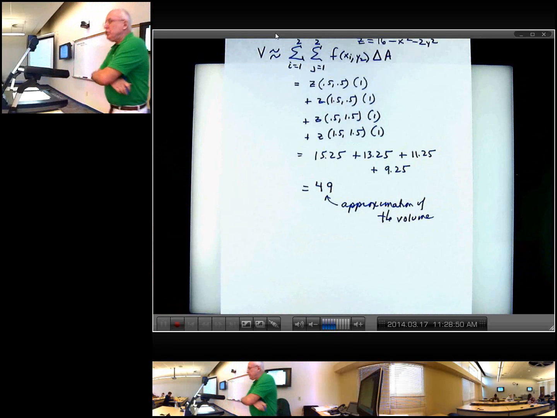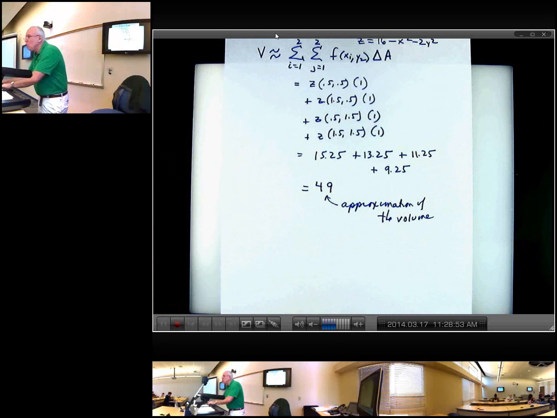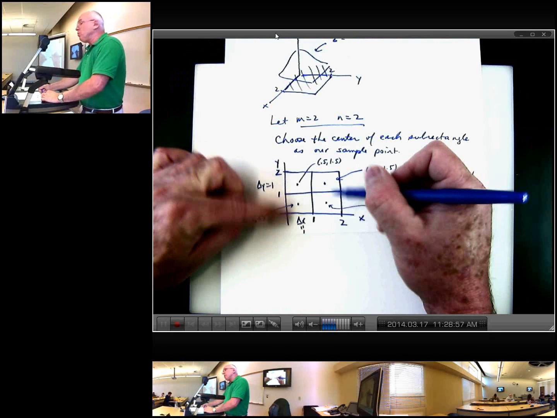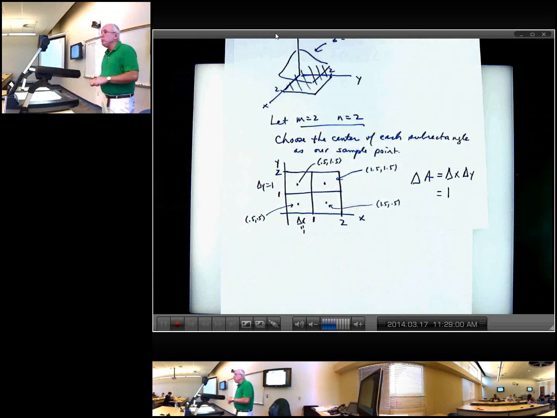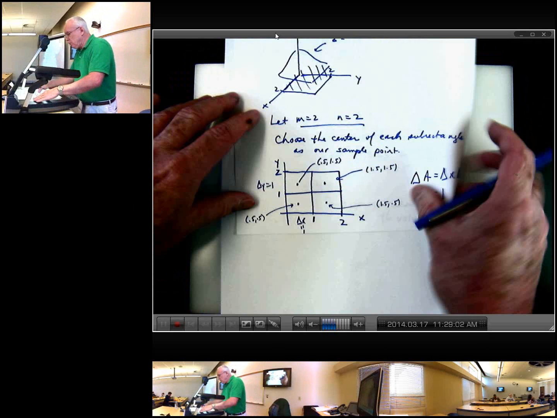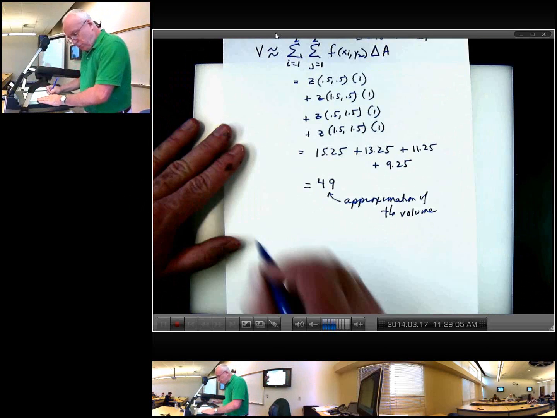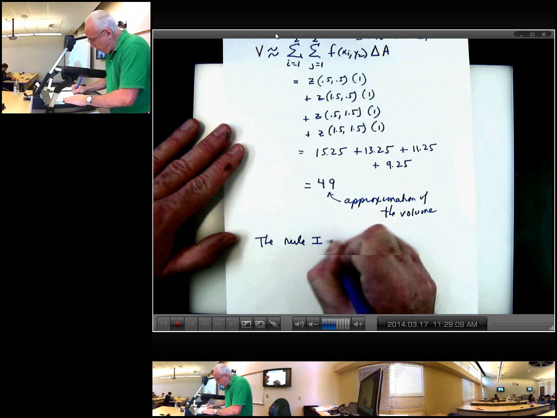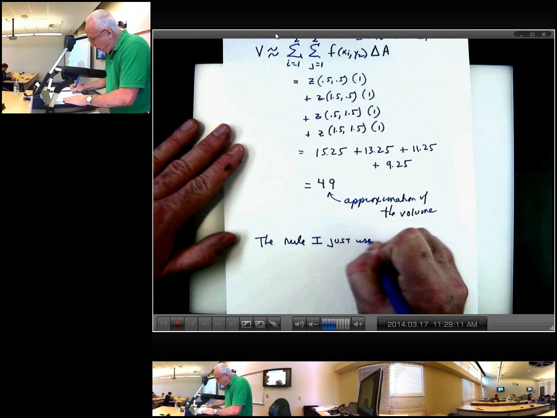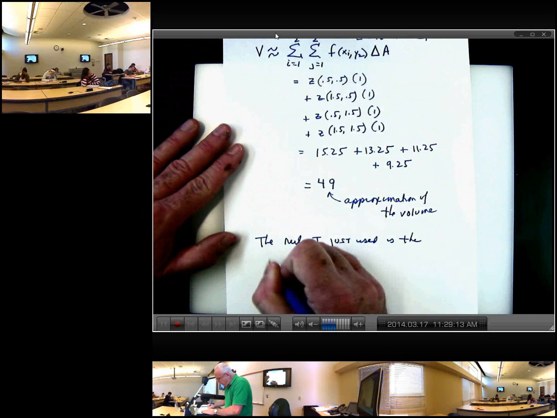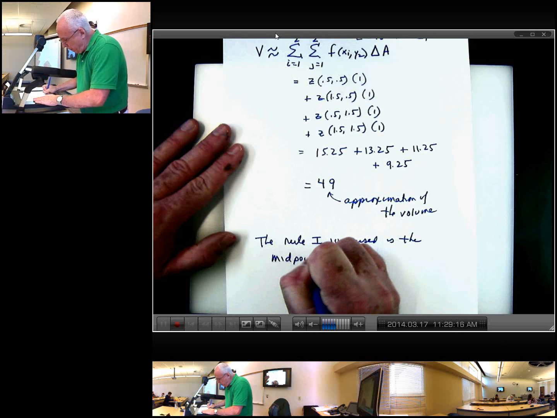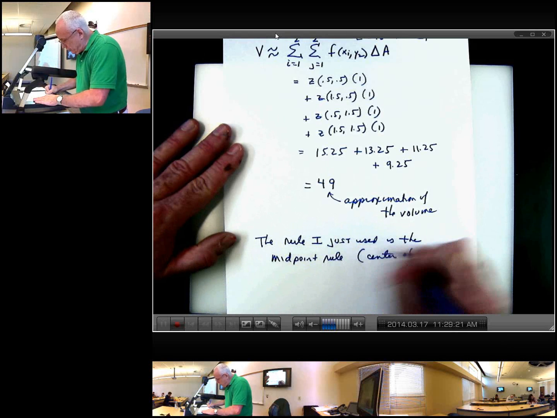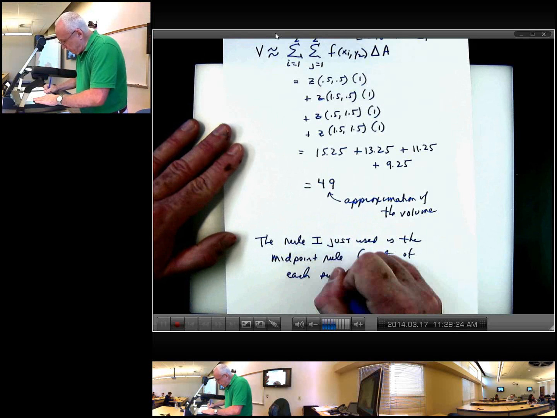The rule that I just used here, where I chose as my sample point the exact center of the rectangle, is called the midpoint rule. So the rule that I just used is the midpoint rule. Use the center of each subrectangle.